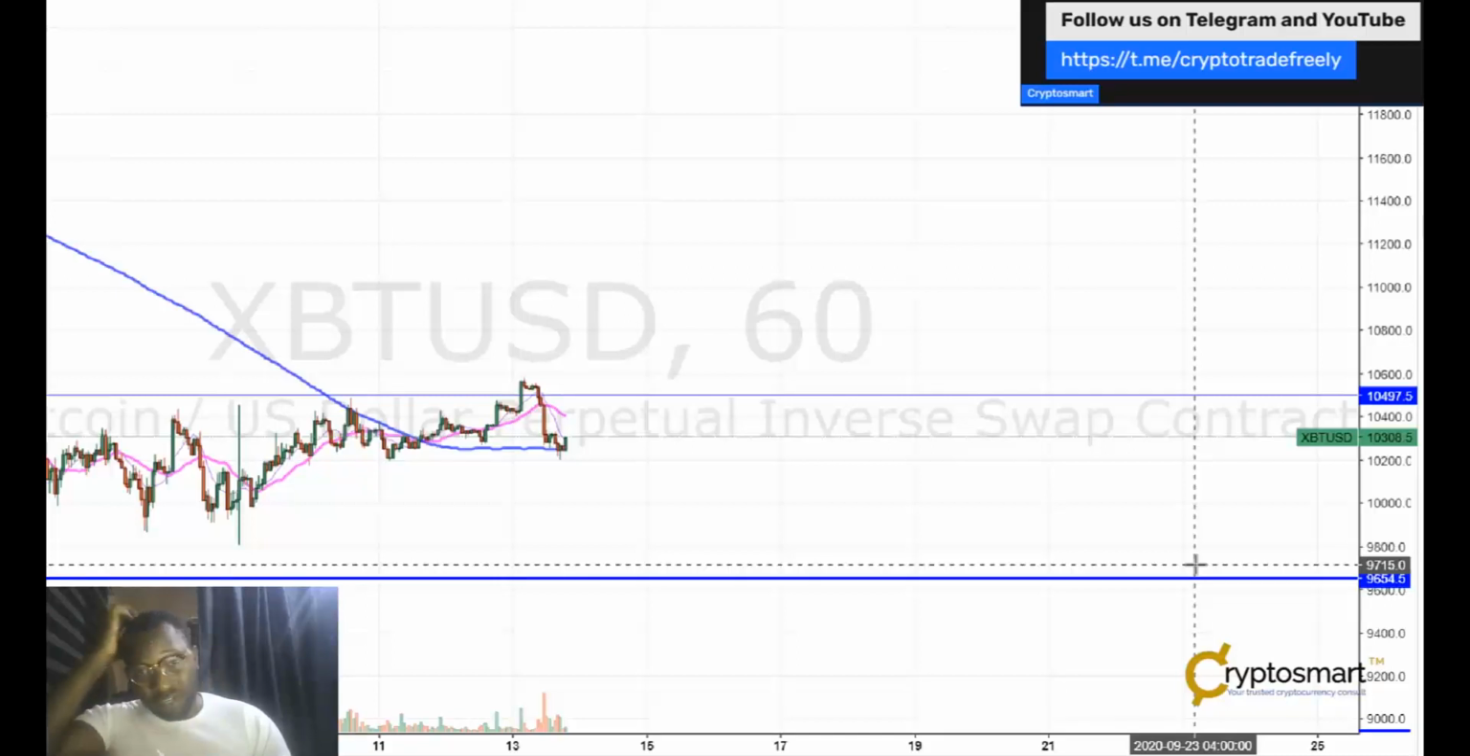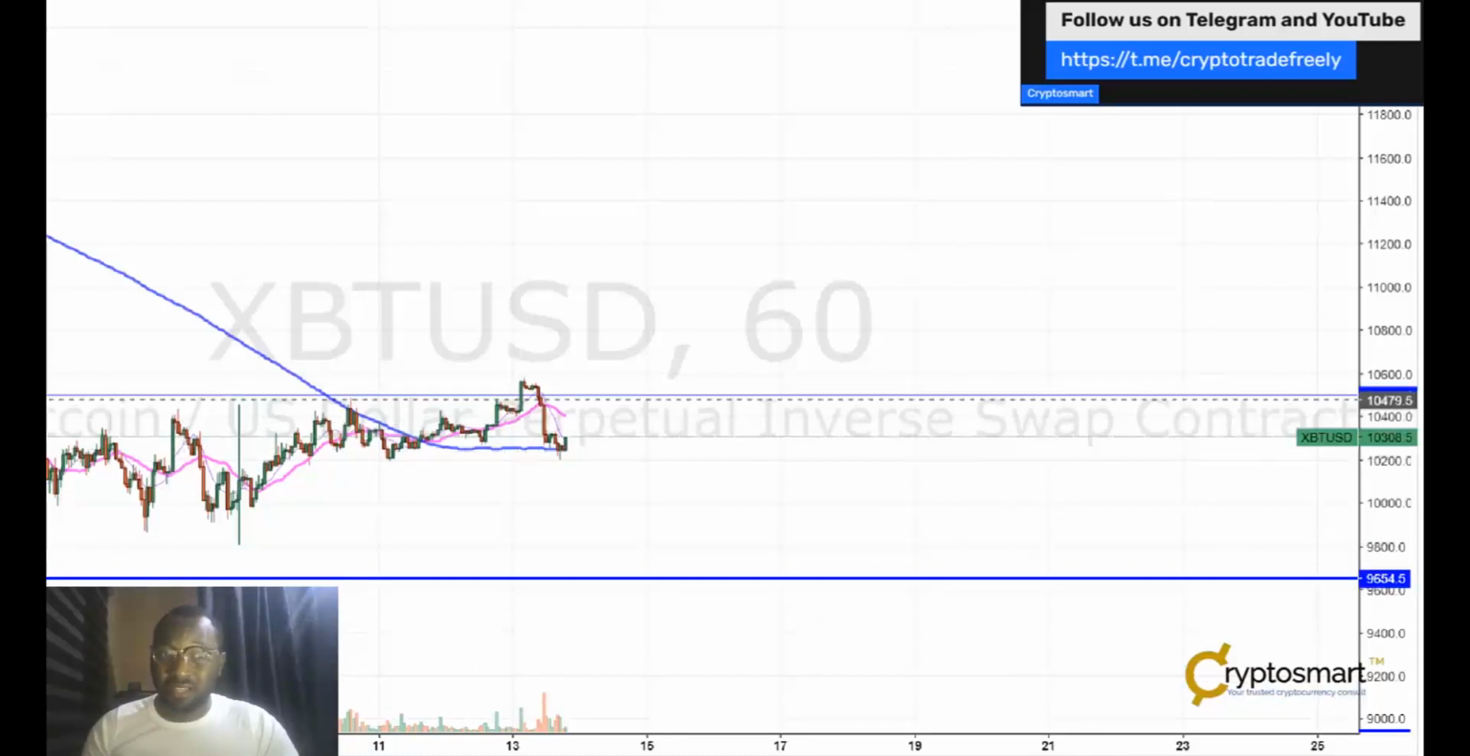We're talking about support and resistance, which is actually going to be the last topic for tonight. Like I always say, buy the support, sell the resistance, especially if you're doing spot trading. If you're doing margin or futures trading, it's short resistance, long support. If you're doing spot trading, it's buy support, sell resistance.